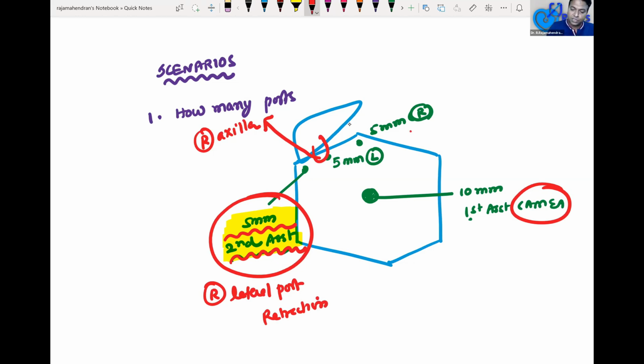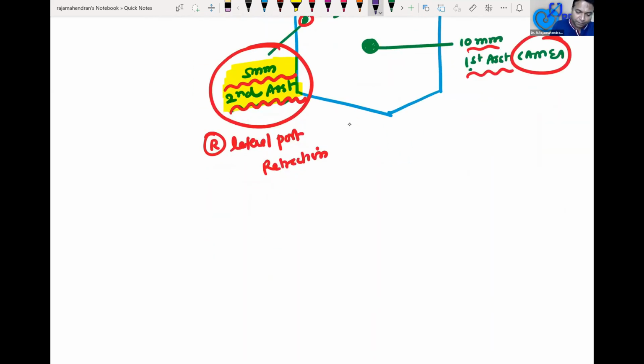2 operative ports. These 2 ports are held by me, the surgeon, and the second assistant is going to push the liver towards the right axilla, holding the fundus, and the first assistant is going to hold the camera. So how many ports are used? 4 ports are used. First question.